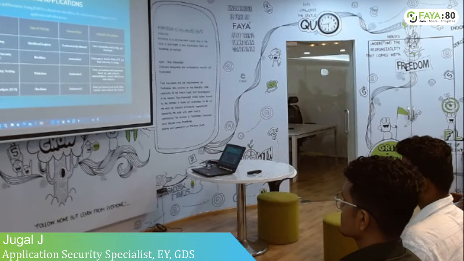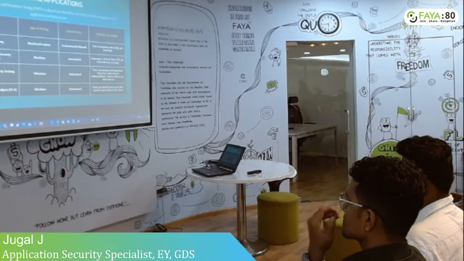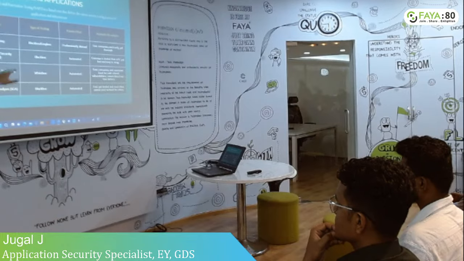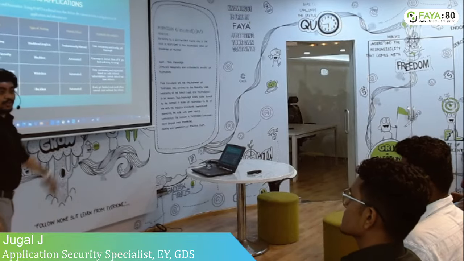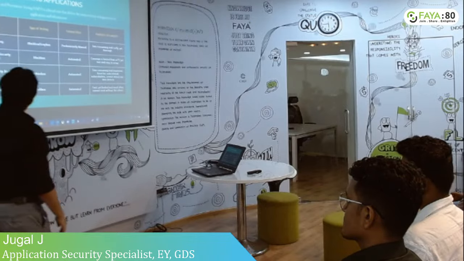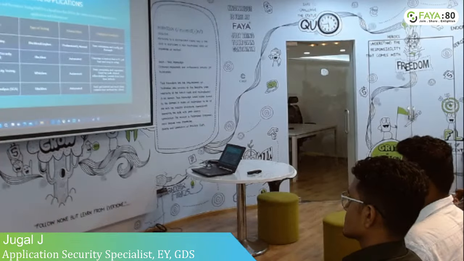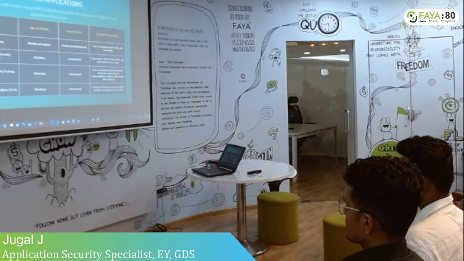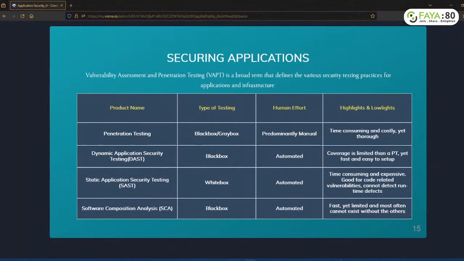And then there are application security tools that you can use, because these are mostly automated. You don't really have to have a human intervention to get these done, right? So there comes dynamic application security testing, DAST, static application security testing, SAST, and then software composition analysis called SCA. Okay, so the differences are all here. Like I said, penetration testing is predominantly done manually. So can you tell me what's the problem there and what's the positive there?